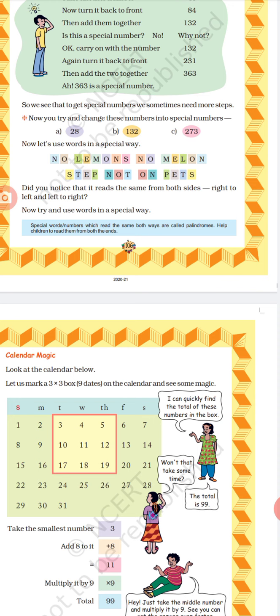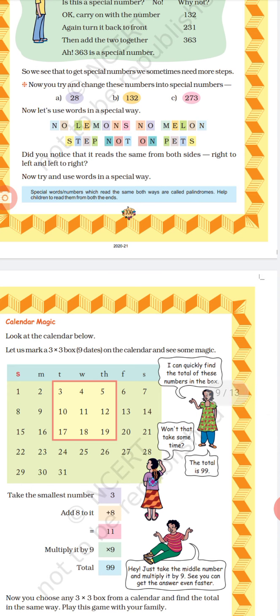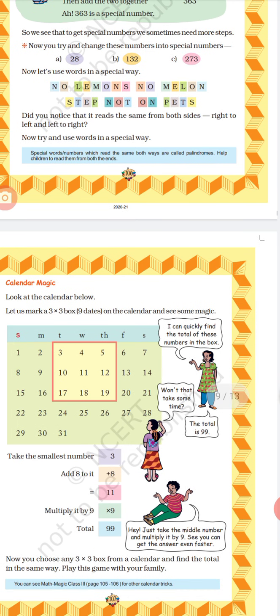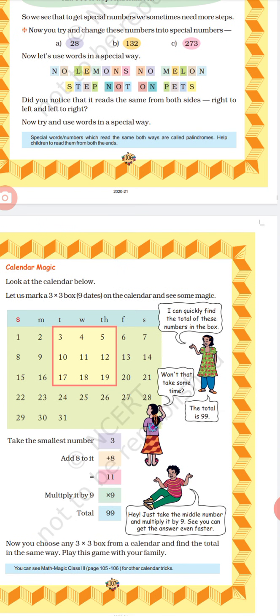Now we see that to get special numbers we sometimes need more steps. इसका मतलब ये नहीं है कि एक ही स्टेप में हमको आंसर मिल जाता है. कभी कभी हमें कुछ ज़्यादा स्टेप्स फॉलो करने पड़ते हैं टू गेट द स्पेशल नंबर्स. Now you try and change these numbers into special numbers. अभी हम क्या करेंगे स्टूडेंट्स? Now what we are going to do here is that अब यहाँ पे आपको A, B and C 3 are given, right? And what you have to do here is follow the same step.